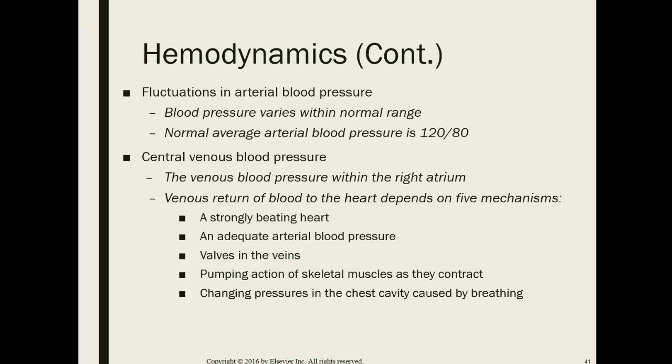There are fluctuations in arterial blood pressure. The normal blood pressure is going to fluctuate depending upon age, and it will vary quite a bit among individuals. So what they deem to be normal average is 120/80. Central venous blood pressure is going to be determined by evaluating the pressure within the right atrium.